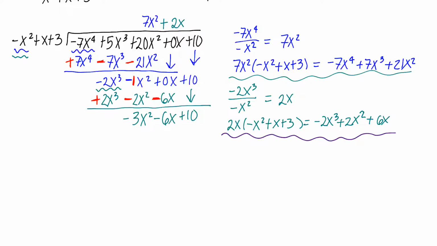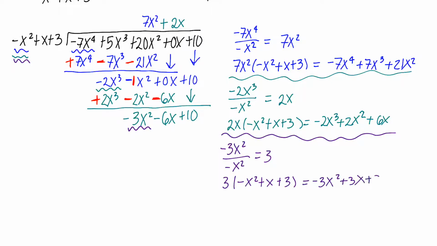We still keep going because these are the same degree. So you don't stop until the degree of the remainder is less than the degree of the divisor. So I take my negative 3x squared and divide by negative x squared to get positive 3. Positive 3 times the divisor gives me negative 3x squared plus 3x plus 9. Opposite signs when we bring it down, so that's a plus, that's a minus, that's a minus.